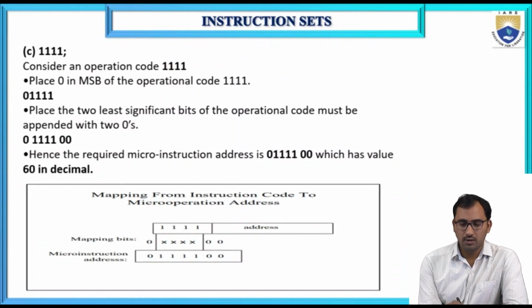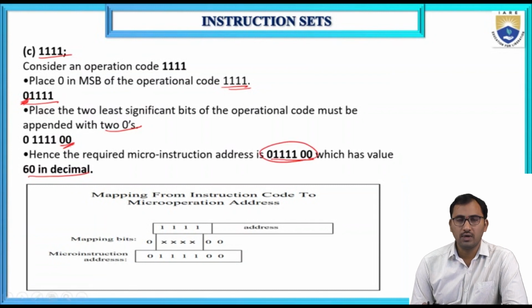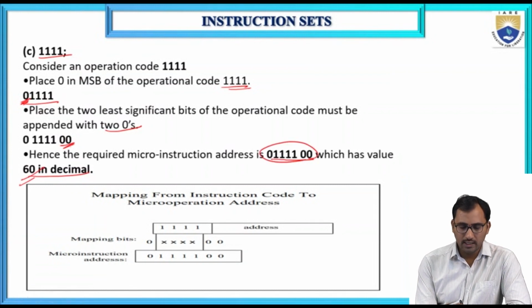And coming to the last one, 4 ones, 1111. This is the opcode of the instruction. For this, I place 10 to the left side, with the MSB as 0, so that it becomes 01111. To this, the 2 least significant bits must be appended with 2 zeros. Hence the required micro instruction address is 0111100, which is the value 60 in decimal. This is in binary; if you convert this value into decimal, you will get 60.